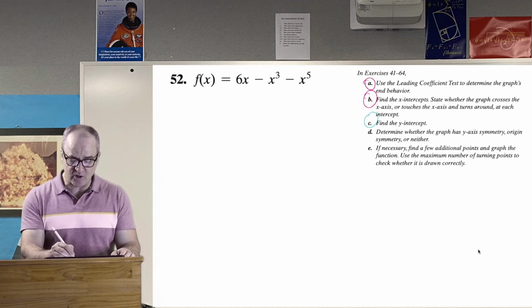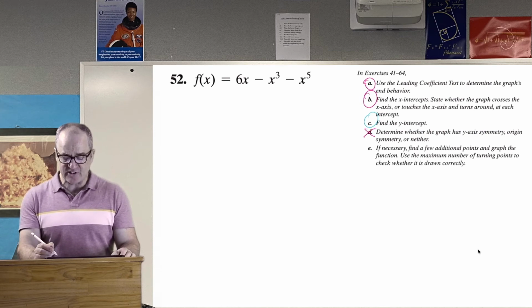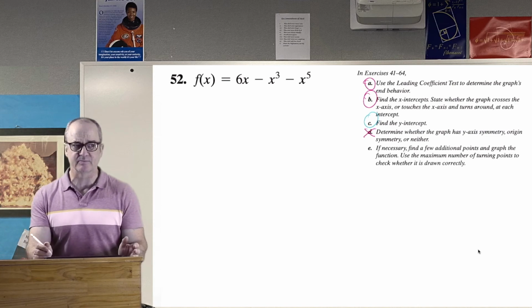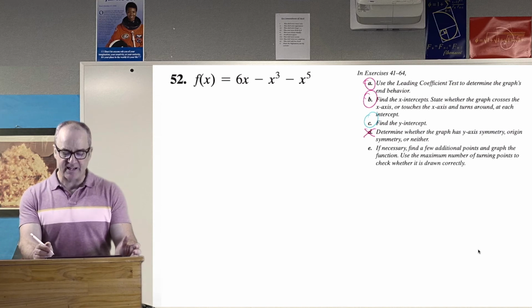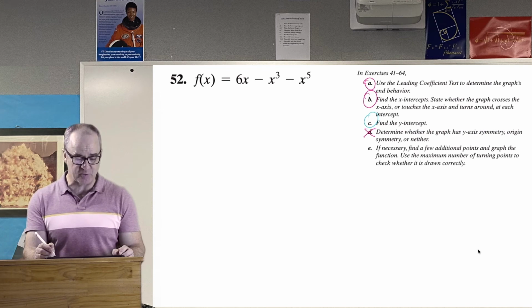Symmetry, we did not go over. We'll talk about it if it's helpful. Some years it is, some years it's not. If necessary, find a few additional points and graph the function. I'll admit that's ambiguous. What does the textbook mean if necessary? I guess it means if you can't figure out the end behavior or anything else, but I'll go ahead and give it a rough sketch of the graph, not a perfect one. That comes in sometime next week.